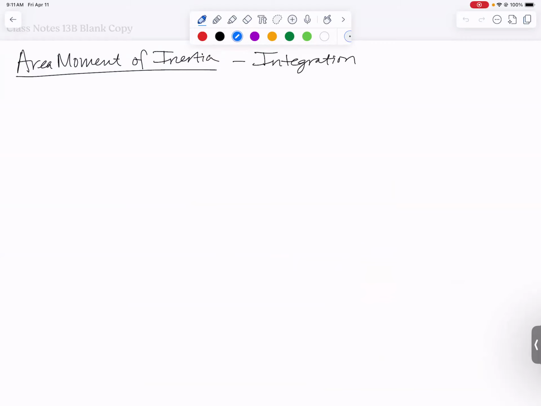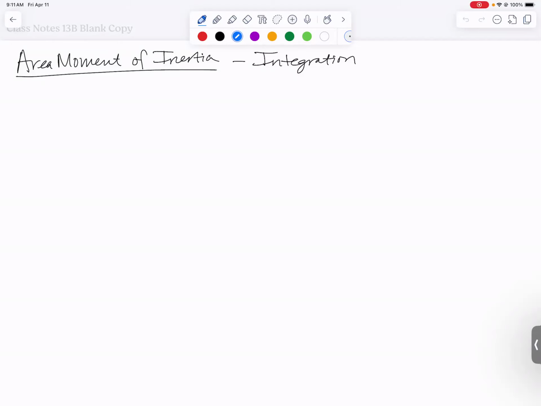Today, we're going to learn about a new topic, which is called the area moment of inertia. And in today's class, we're just going to spend time learning how to calculate this using integration. And then next time, we're going to do the much more practical application, which is learning how to find the area moment of inertia of composite or built-up shapes, just like we did with centroids last week.